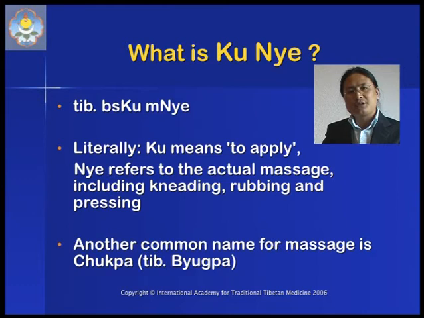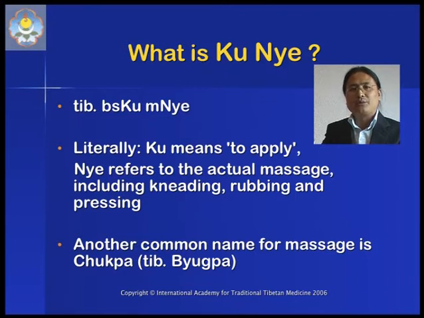Firstly, let's see what is Kunye. Kunye is a Tibetan word. Ku means application, to apply the oils or decoctions and so on. And Nye means the actual massage, which is rubbing, kneading, tapping, rotating. All this actual movement of the massage is called Nye. So combined together, it is called Kunye. That refers to massage with oil, and massage on the muscles and points and so on.